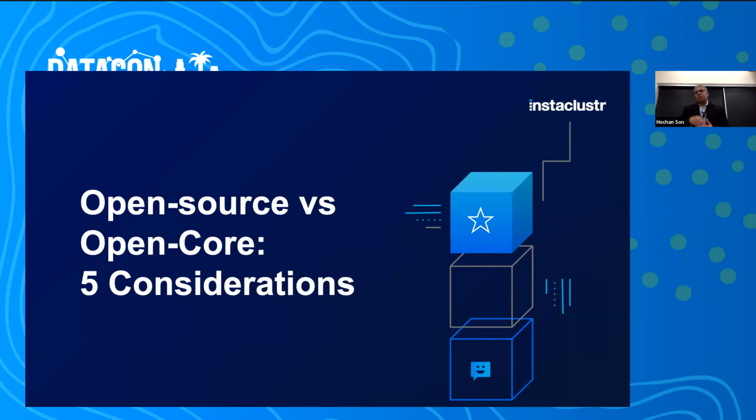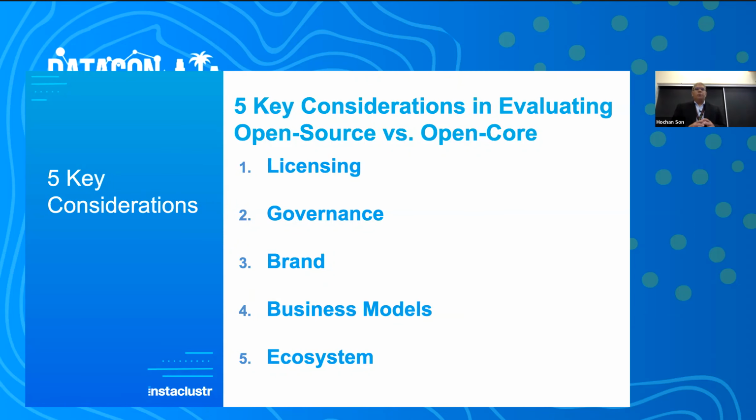So open source versus open core, there are 5 considerations. So how to choose this vendor? There are 5 considerations, and these are licensing, like how the licensing works, governance, brand, business model, and ecosystem.